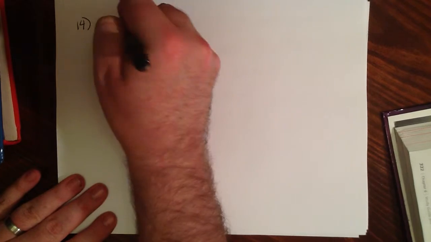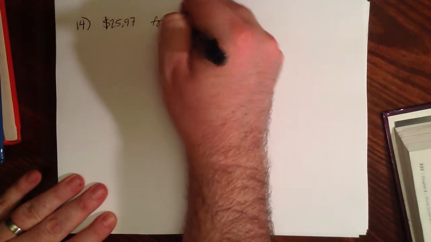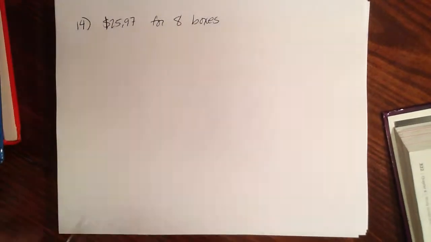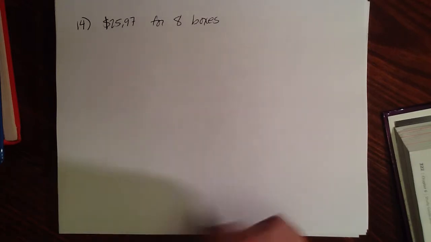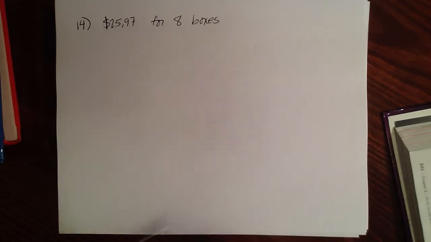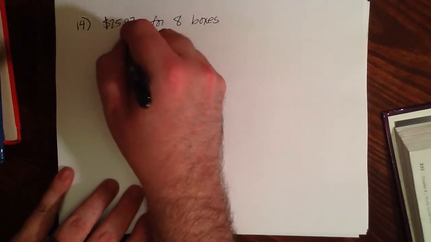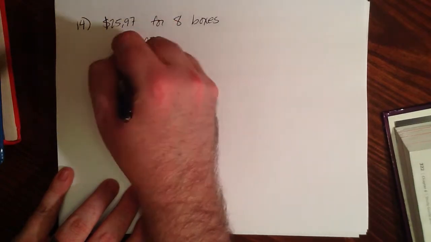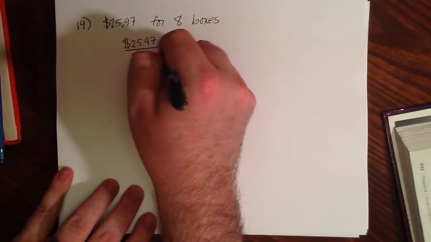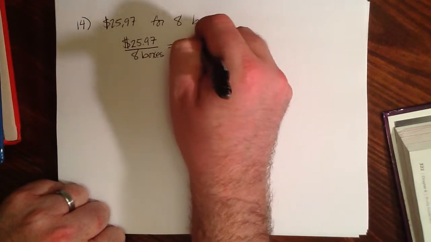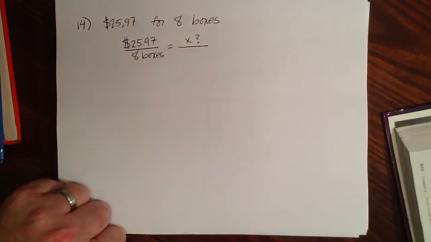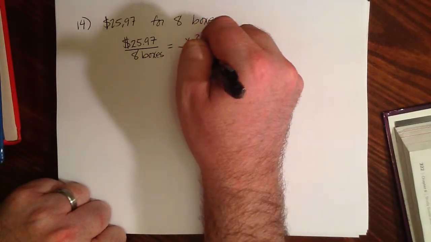And the rate is $25.97 for 8 boxes. Now the directions said to express this as a unit rate. Well, a unit rate means that you convert the ratio to a ratio that has a denominator of 1. So this means we pay $25.97 for every 8 boxes. Well, the unit rate then would be, how much do you pay? So we'll let that be x over 1 box.